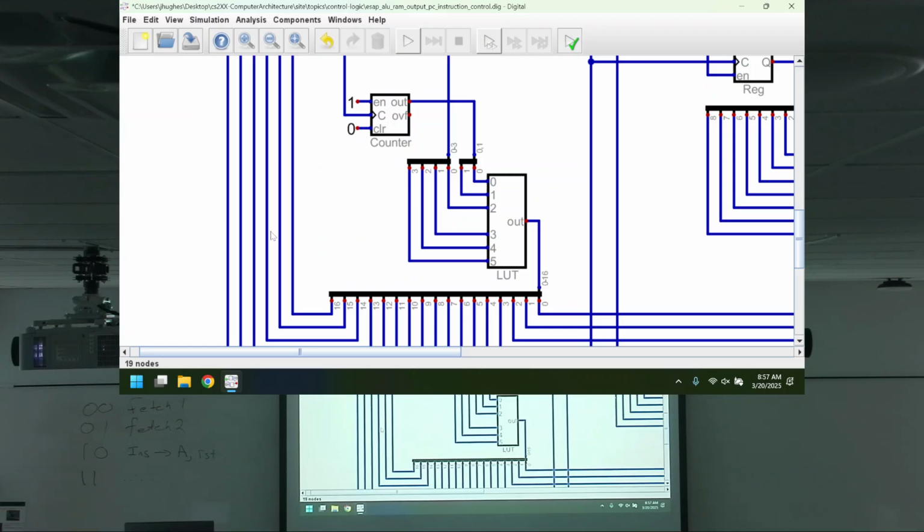Which we never were able to do in 161, 162, or 255. You can't change your hardware, but we can because we're inventing the hardware, which is pretty cool. Any questions about that idea? I don't know if it'll work.